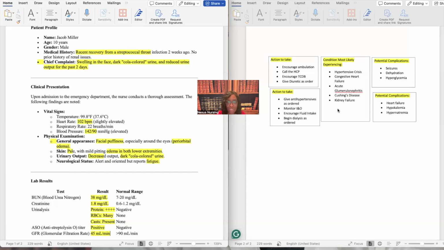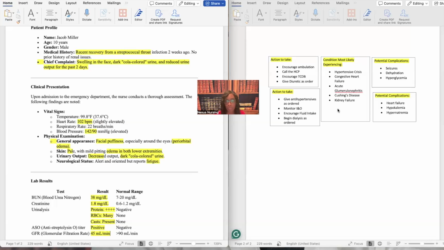Encourage ambulation to decrease edema. That's not priority at this time. Encouraging turn, cough, deep breathe. That's definitely not priority at this time. Give diuretics as ordered. What did it say with as ordered? Yeah, they're holding on to all these fluids. As ordered by who? The healthcare provider. We haven't called them yet.